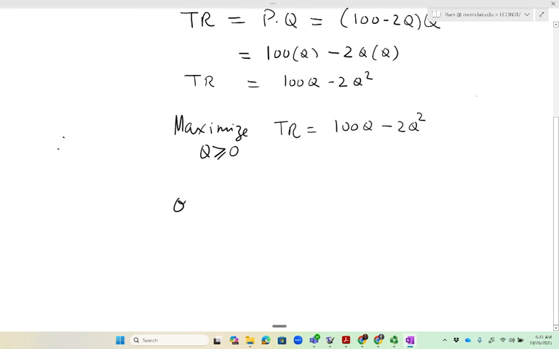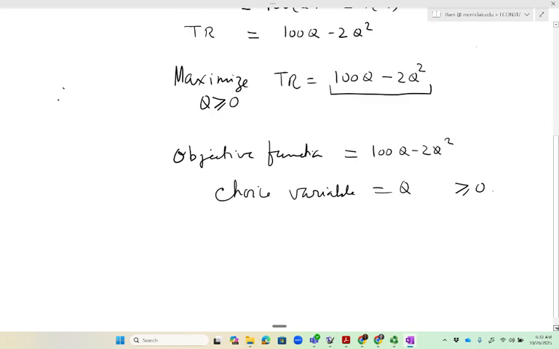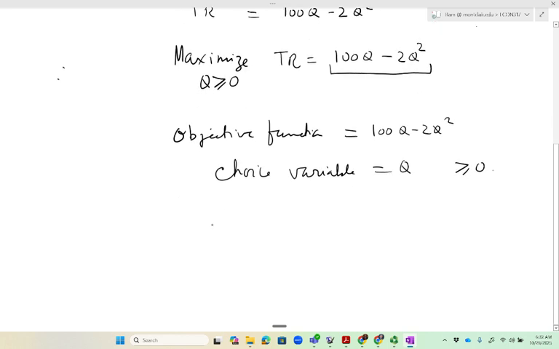Here we will say objective function is the function which we want to maximize, 100Q minus 2Q square. And then the choice variable, the variable whose values we want to change, is Q. And I know it is non-negative. Then we want to see how we will use calculus techniques to find the solution.